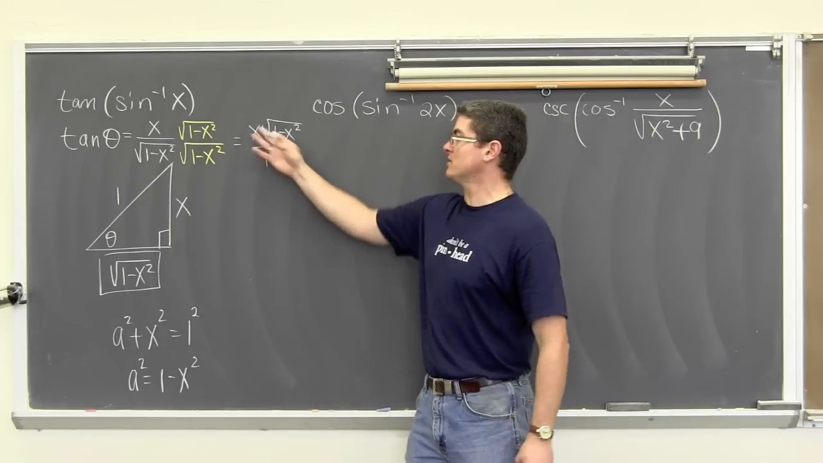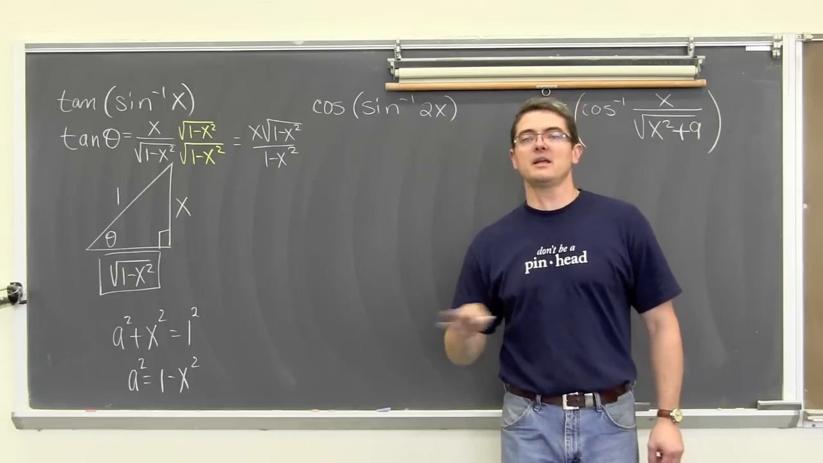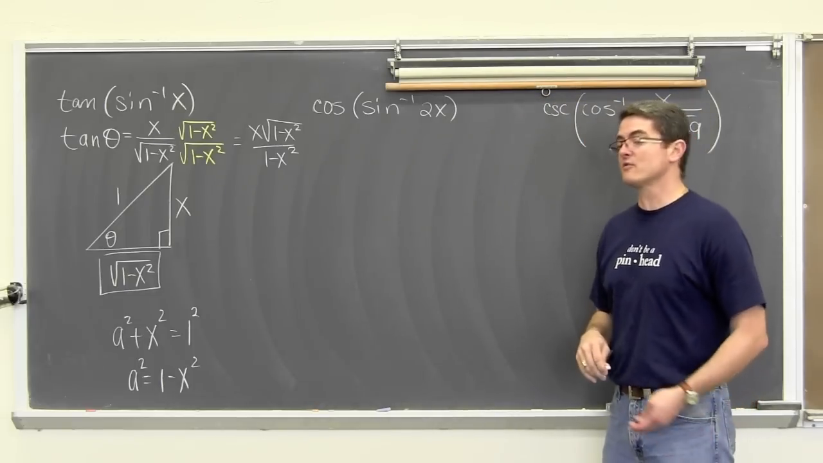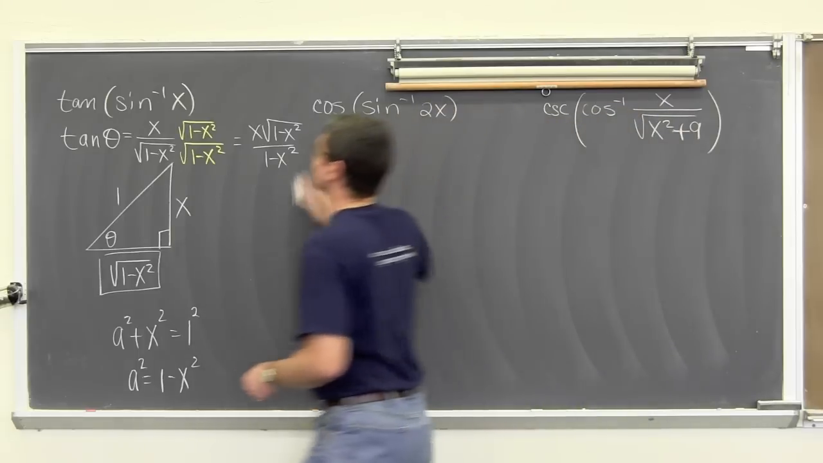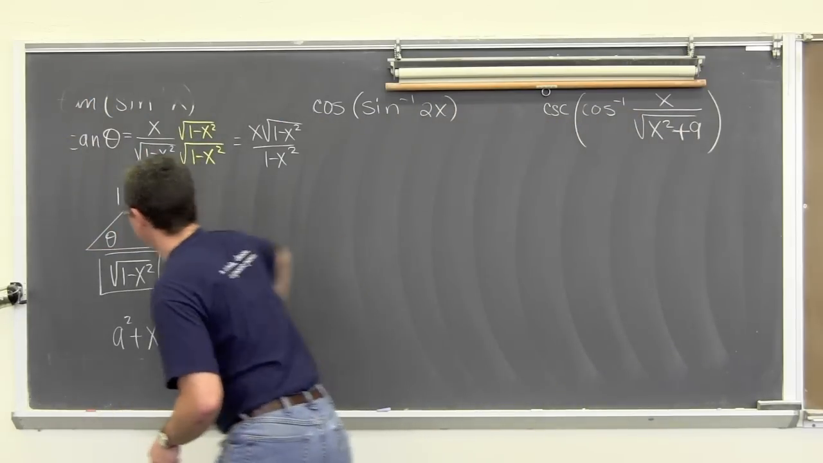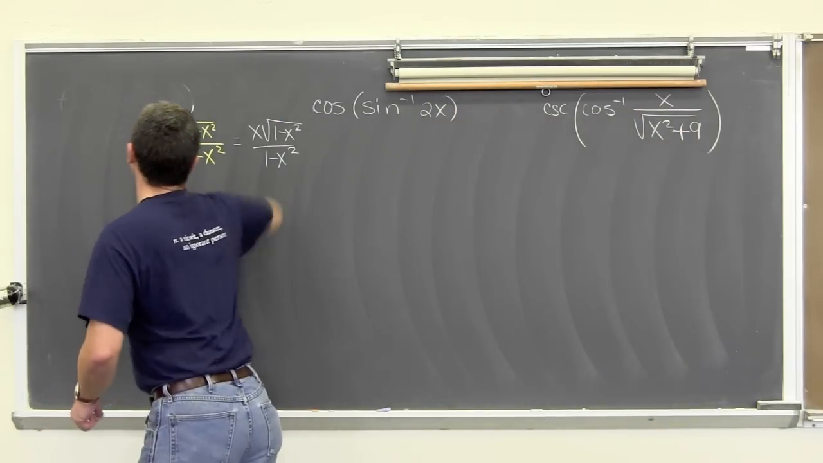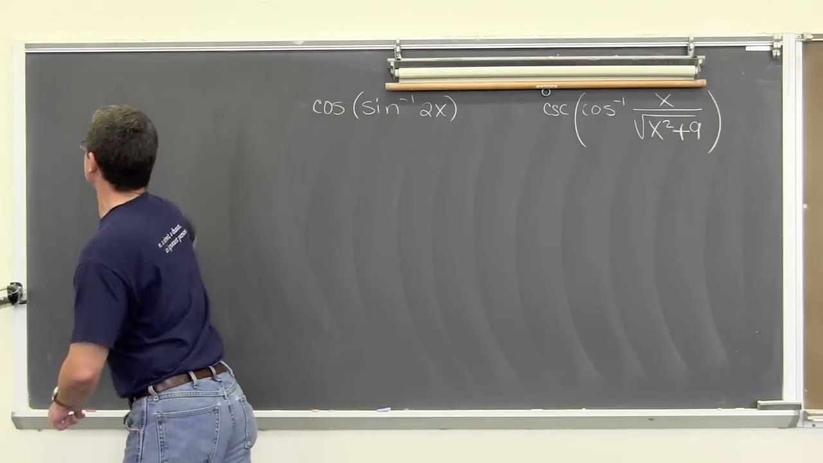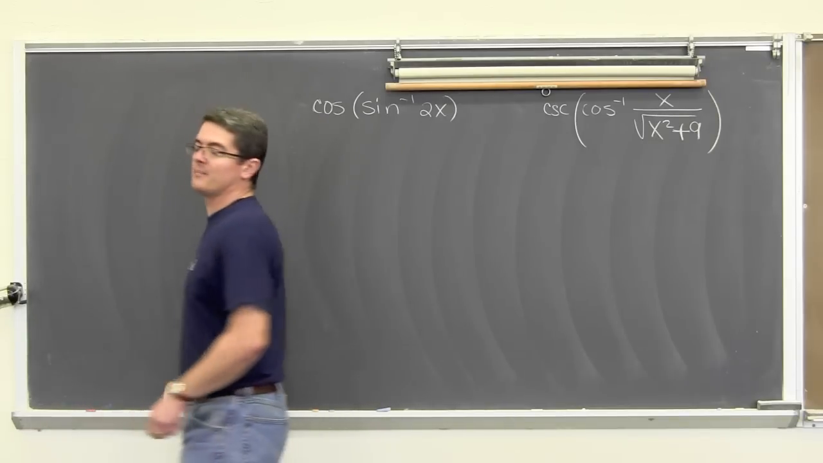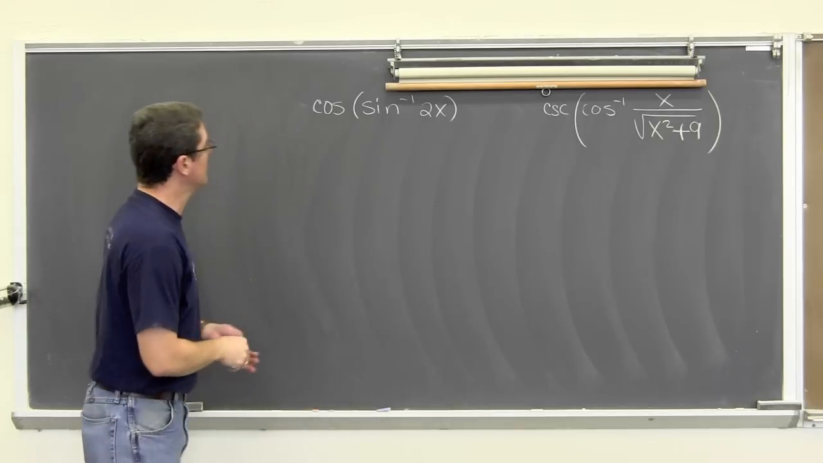So these x's will not in any way cancel out. And that's our final answer for the tangent of the inverse sine of x. So let's take a look at our next example. These are all going to be very, very similar. I'm just going to be practicing our Pythagorean theorem basically to fill in the missing sides of these triangles.